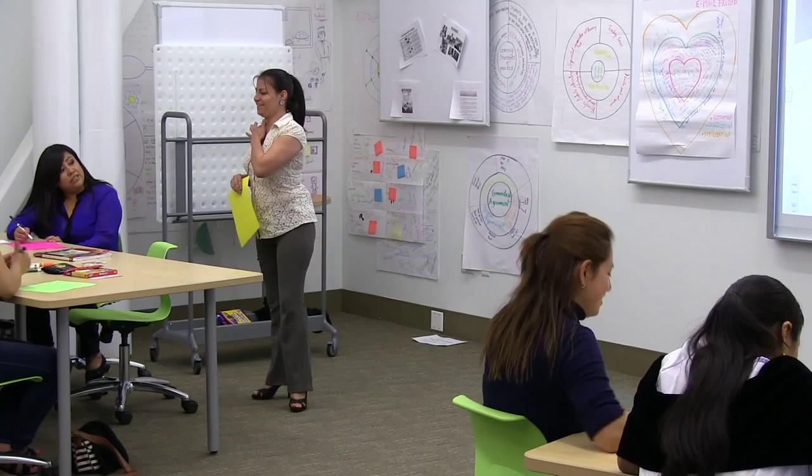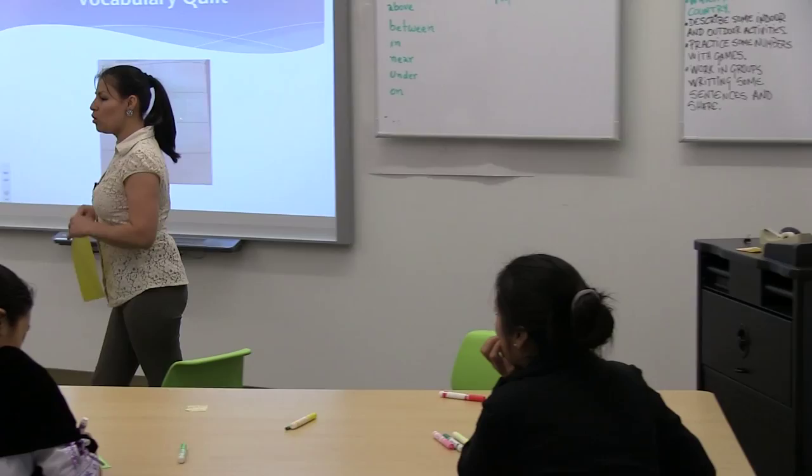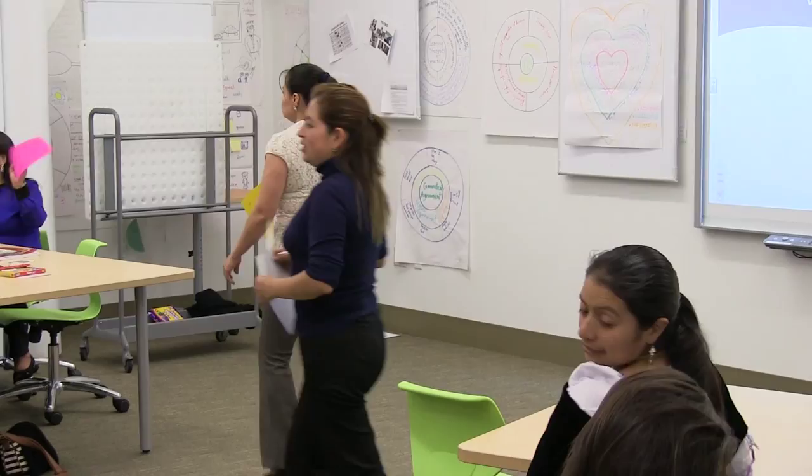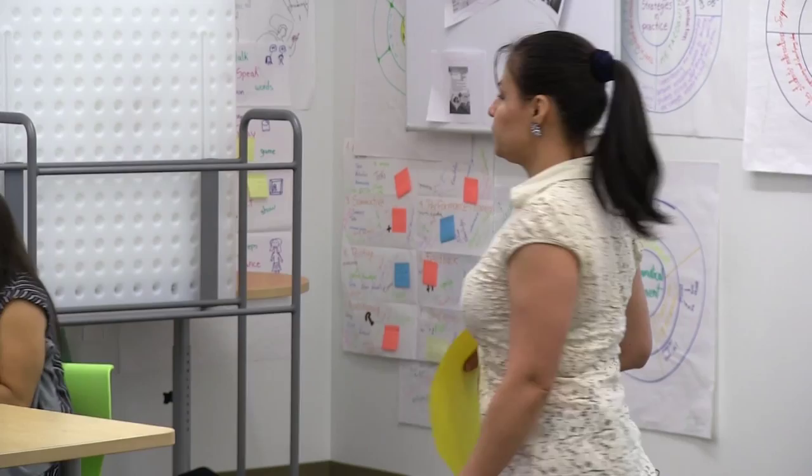Okay, now you are going to find another classmate who has the same color of sheet of paper as yours. 1 minute more. Quickly, please. Maybe there is a group of three. Okay. Don't confuse the colors, please. They are similar but not equal.